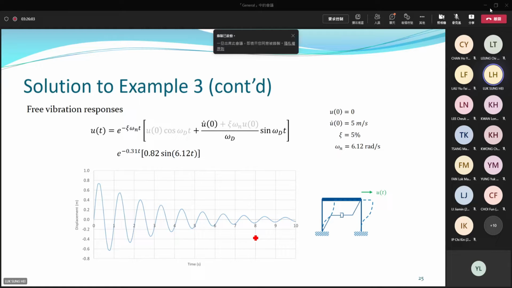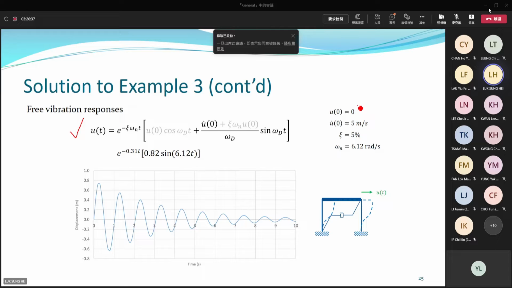Displacement. Part 2 asks you to find out the displacement history. You can use our response directly. Here I use the standard form. This involves the exponential function, u0 cosine omega d t plus quite a long term, u dot 0 plus damping ratio omega n u0 over omega d, sine omega d t. You can find this expression from our previous section, section 2. You just fill in the blank.